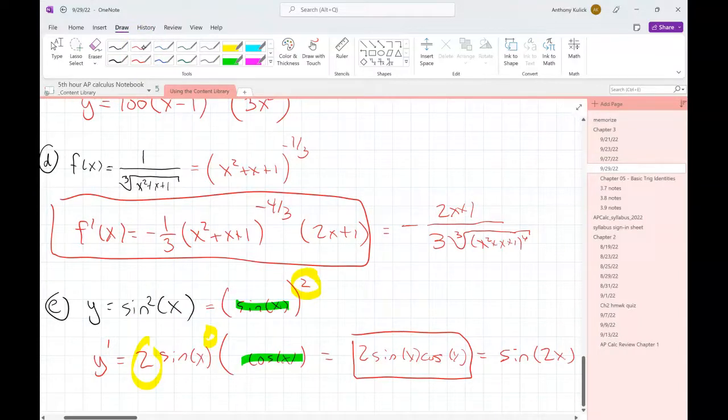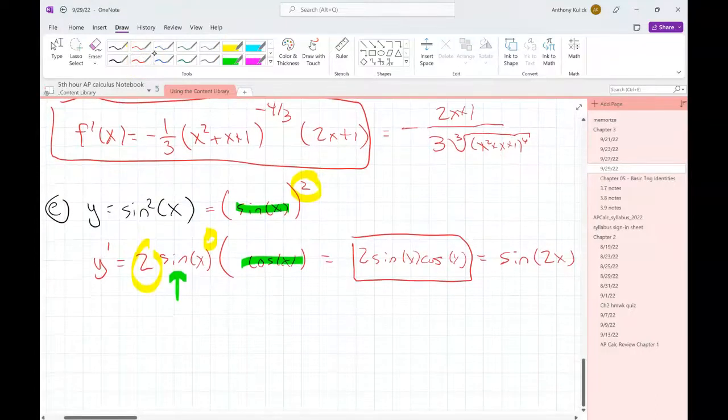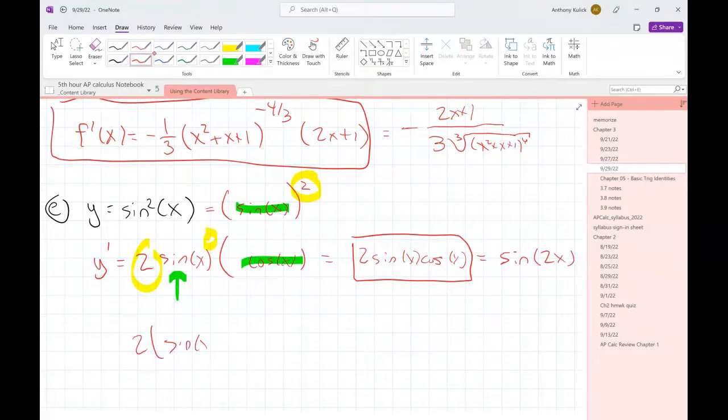I thought you weren't supposed to do anything to the inside. I didn't. Okay, so what was it? The inside is here. Why is that the inside when it's not? Because sine is the inside, right? I have two inside to the two minus one, right, and then times the derivative of the inside. Oh, okay, I see. Right? That makes sense. Thank you. Yep.